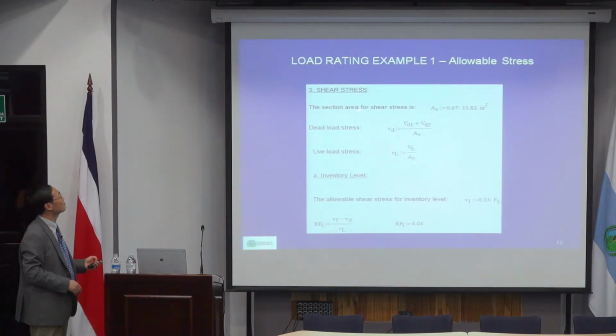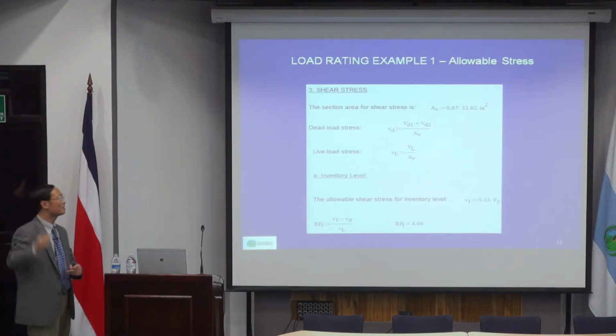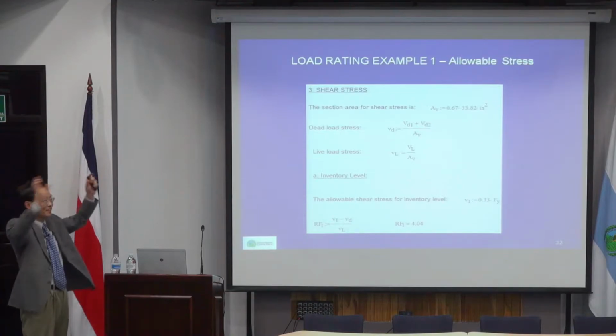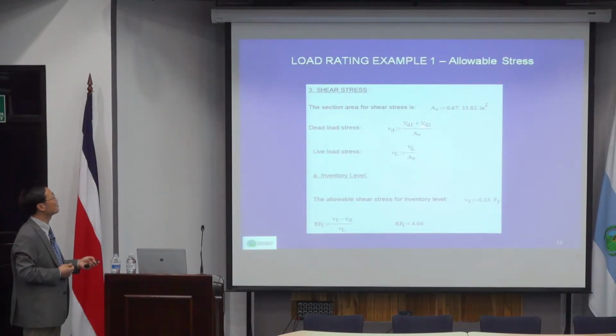The shear is the same. For the shear capacity, first you need to calculate the girder shear area. The girder shear area basically just takes out the top and bottom flanges, the web only. That's the area. And so you have the total dead load stress: you have dead load shear and superimposed dead load shear divided by the area, and you get the dead load stresses. And for live load stress, you have the total live load shear divided by that area, and you get the live load shear stresses.